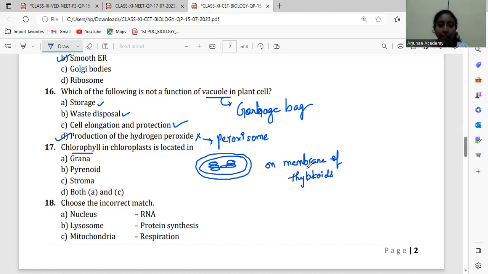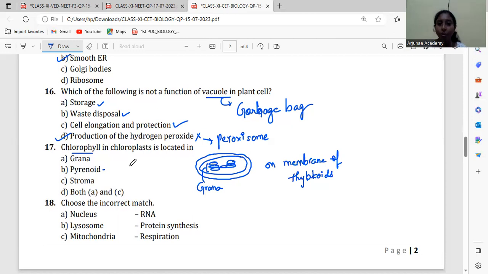So membrane of thylakoids in the sense. Here in the options, if we see first, grana is related to thylakoid because the pile of thylakoids itself is called grana, right? So this entire structure is called grana. And then what is this pyrenoid? Pyrenoid is found in chloroplast actually, right? So it is found inside chloroplast.